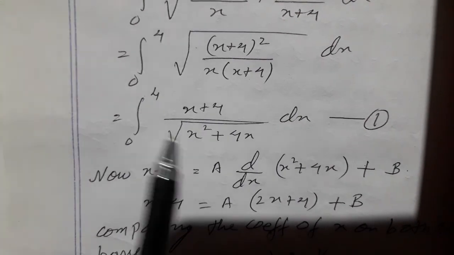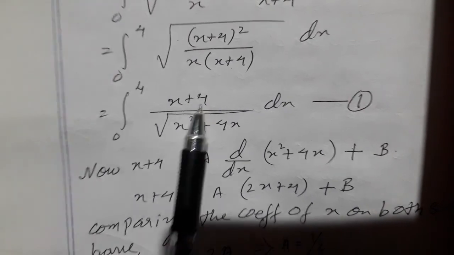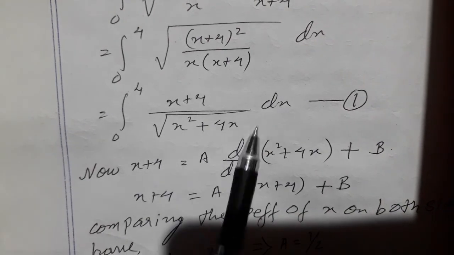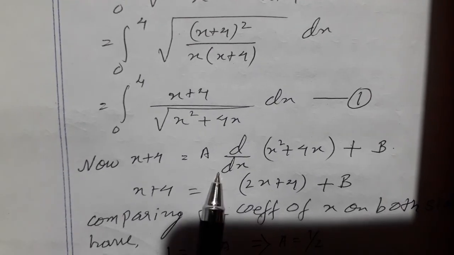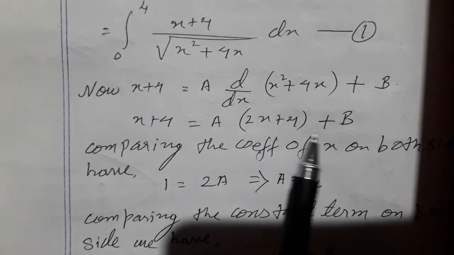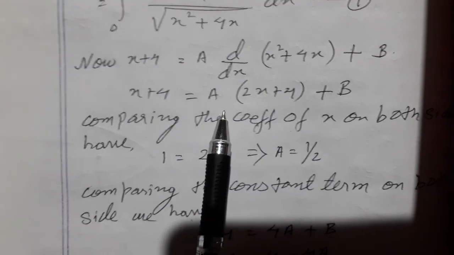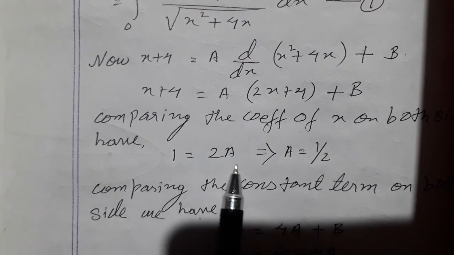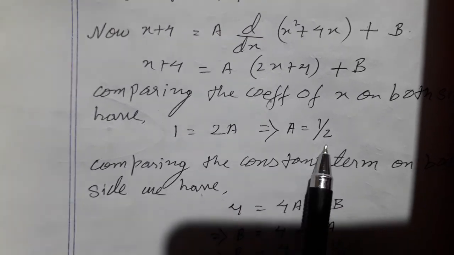If the integration is of this type, then you take the numerator and set it equal to a constant times the derivative of whatever is inside the square root. So I'm taking a times the derivative of x square plus 4x, plus another constant. Our aim is to find what a and b are. Differentiating this, we get 2x plus 4 plus b. Now I'll compare the coefficient of x on both sides. The coefficient of x is 1 here, and here it is 2a. So 1 equal to 2a. So a is nothing but half.